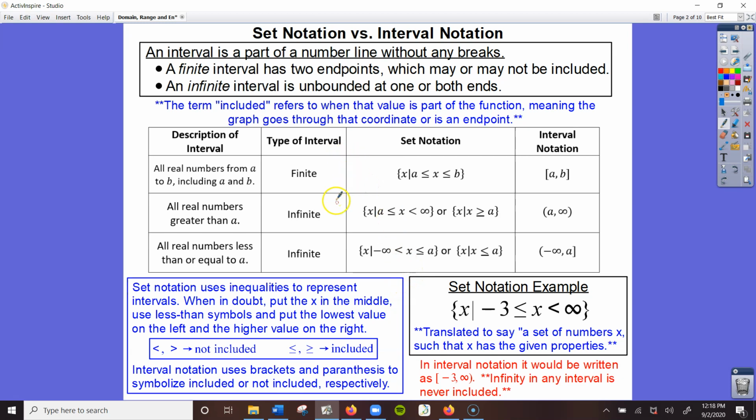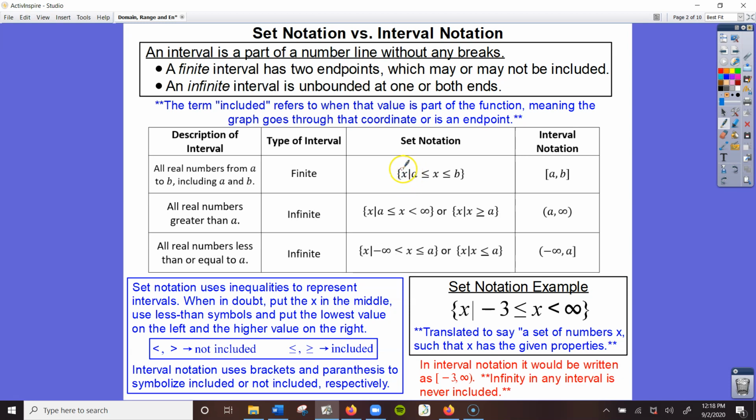Okay, so there are two types of intervals. We have finite intervals and infinite intervals. Finite means that there are endpoints, meaning it starts at a number and it ends at a number. Now, if you notice this notation, set notation always starts the same way. It starts with the brace first, then you have to define the variable. So here I put x.